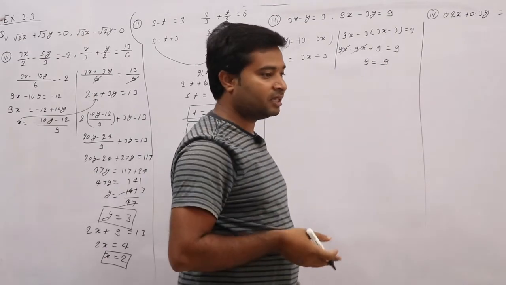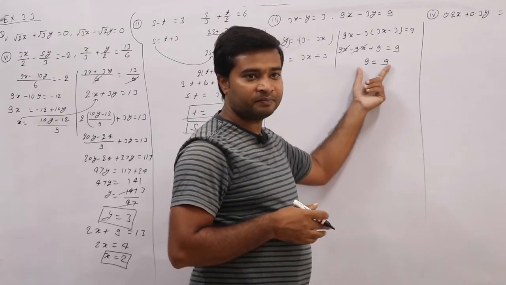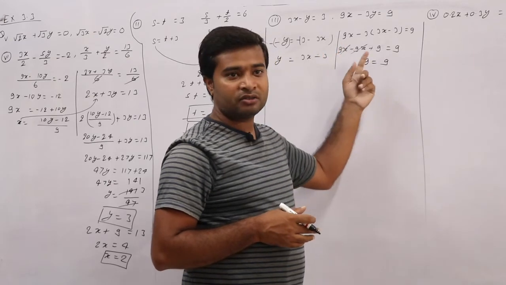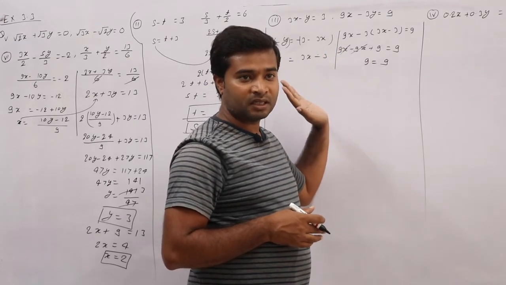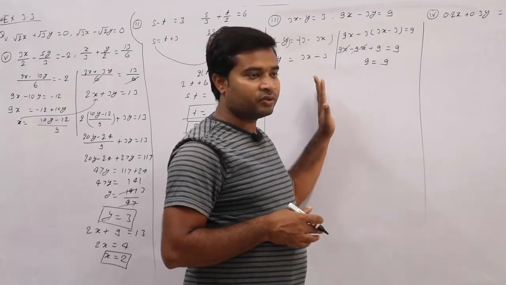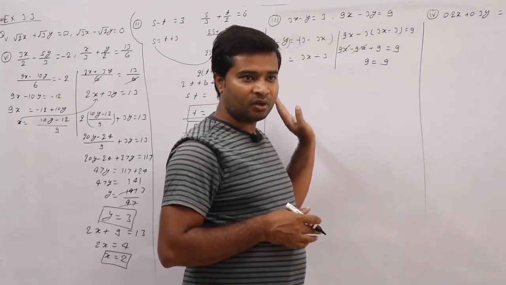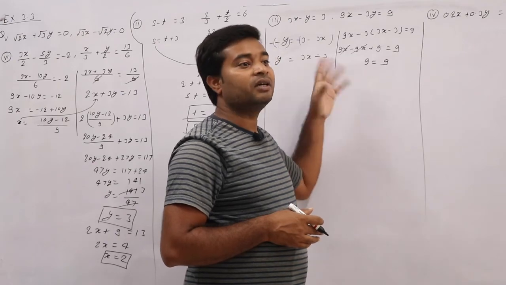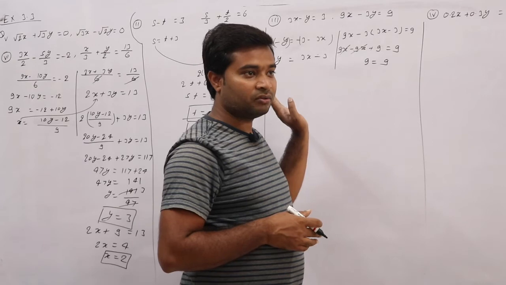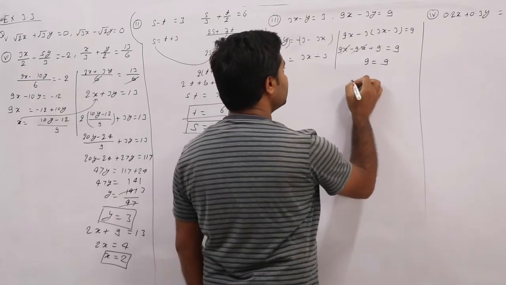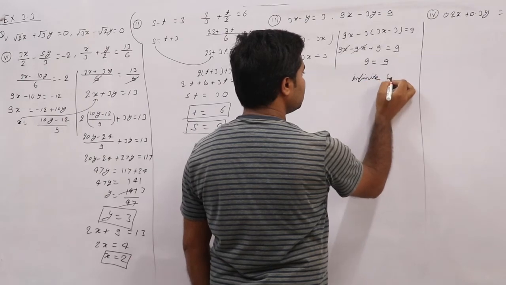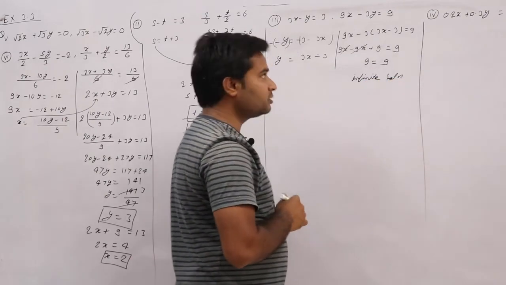If you get a question like this and you are getting both same here, both same means neither are you getting the value of x nor the value of y. In this situation we are not getting any value. Not getting means infinite value, means infinite solution. If you want to check, see.